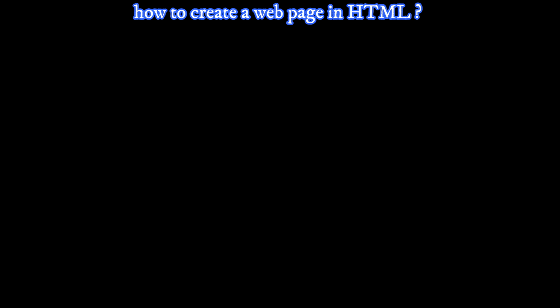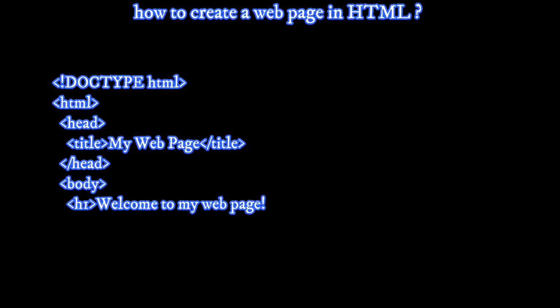For example, you could name the file mypage.html. Add the HTML boilerplate code to the file, which includes the <!DOCTYPE> declaration, html, head, and body elements. Here is an example. Add content to your web page within the body element.